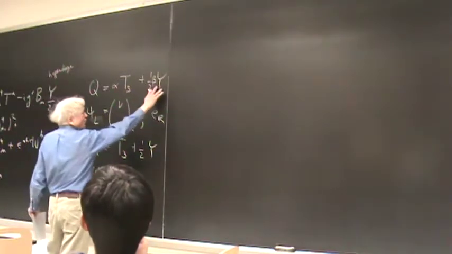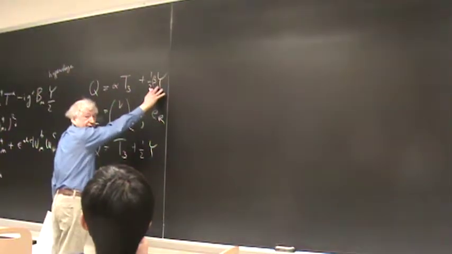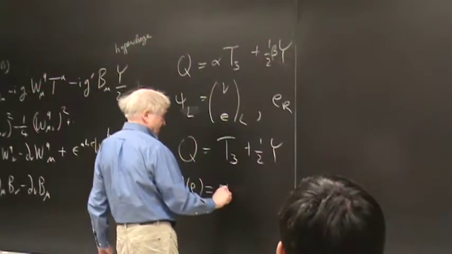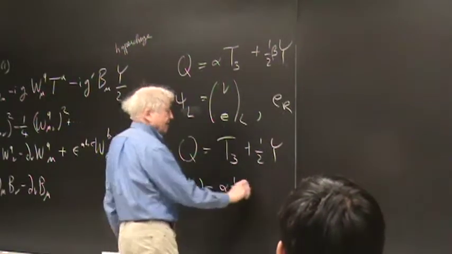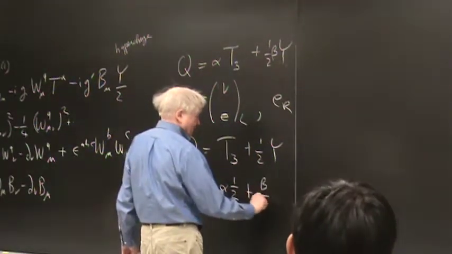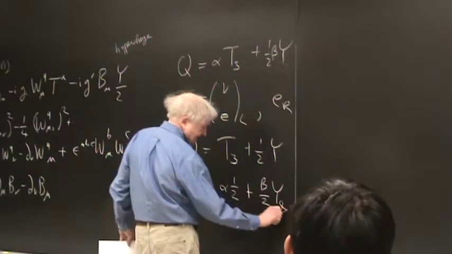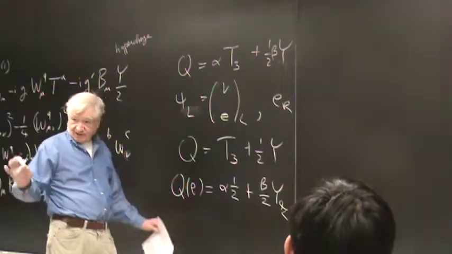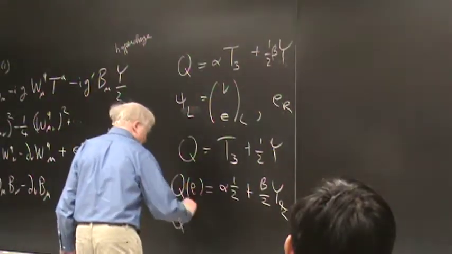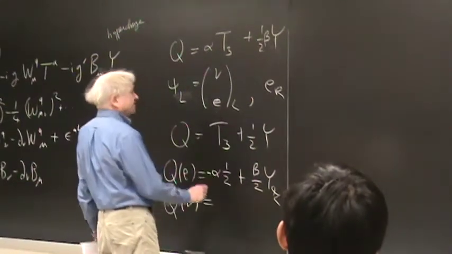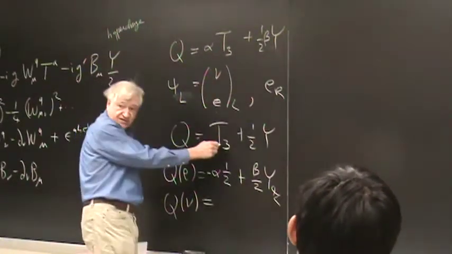Now, first of all, Y is a U1, okay? So the Y is common for these two guys. Right. Okay. So what's Q for the electron? It's alpha times 1/2 plus theta over 2 Y of psi L. Okay, so this... Oh, this is a minus sign. Yeah. Duh, because it's minus T3 minus so a half.